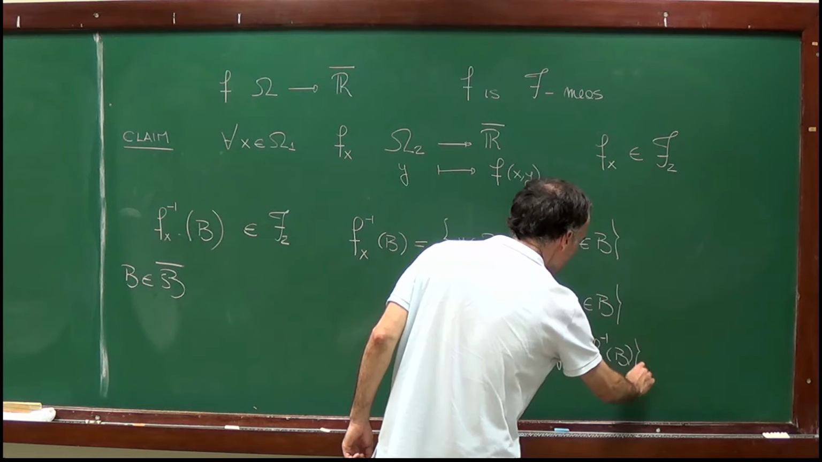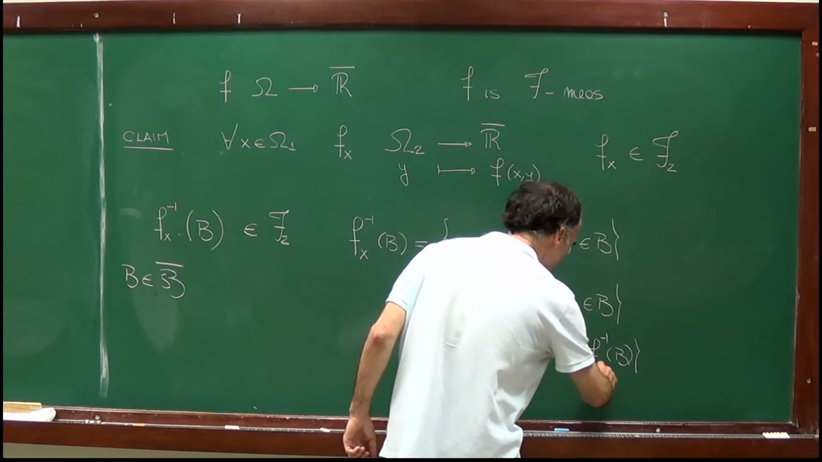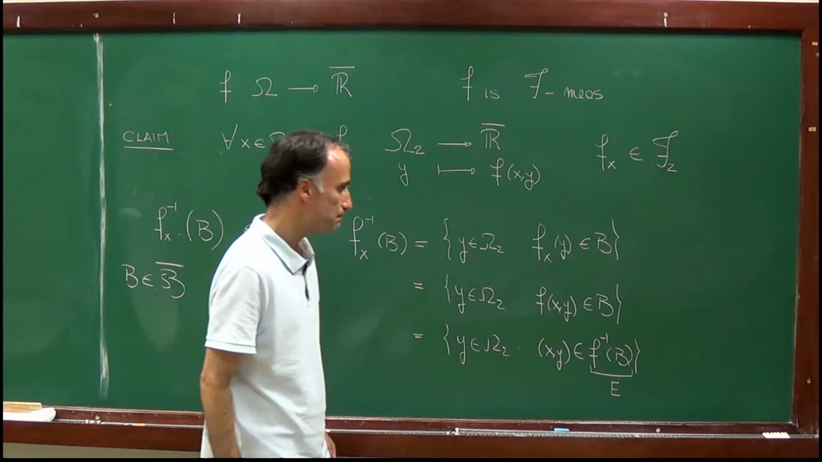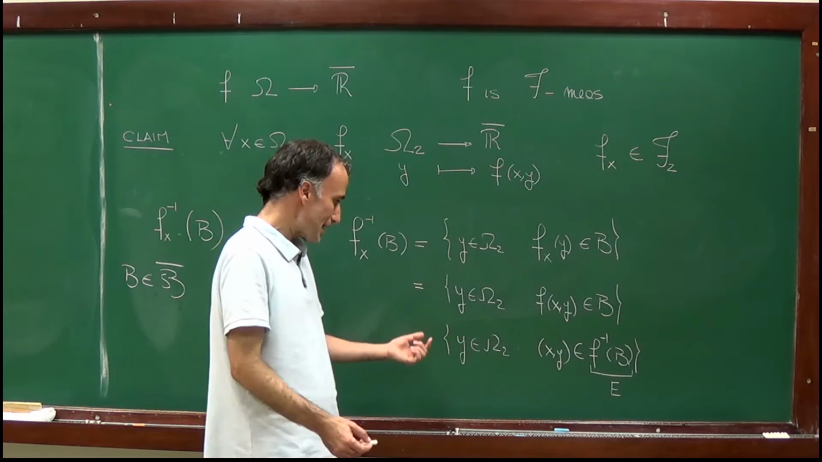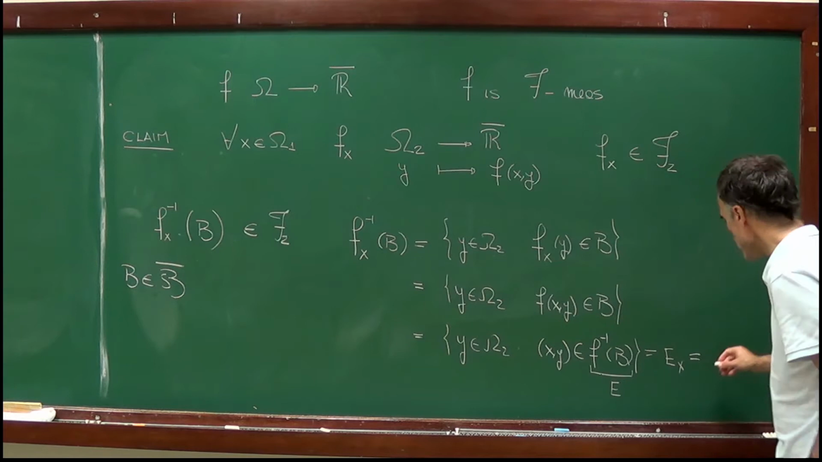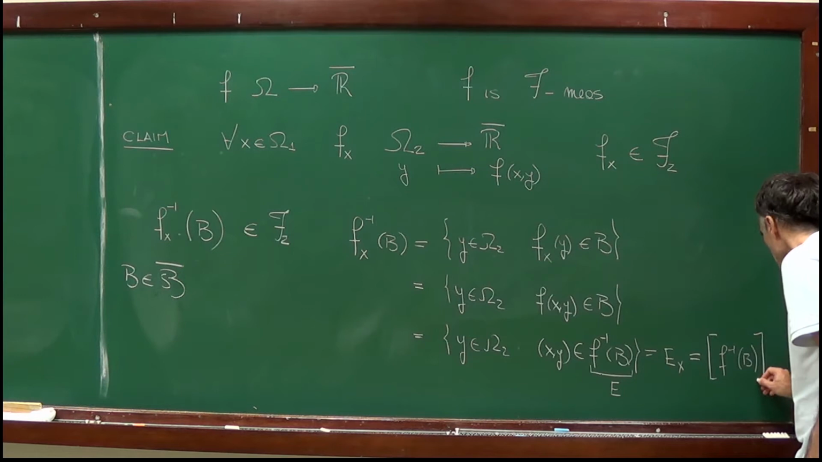Now, if you call this set E, you have here exactly the definition of the x section of the set E. So the section of the set E at x is exactly the set of points y in omega 2 such that (x, y) belongs to E. So this is the section of E at x, but E is f^{-1}(B). So this is f^{-1}(B), the section at x of this set.